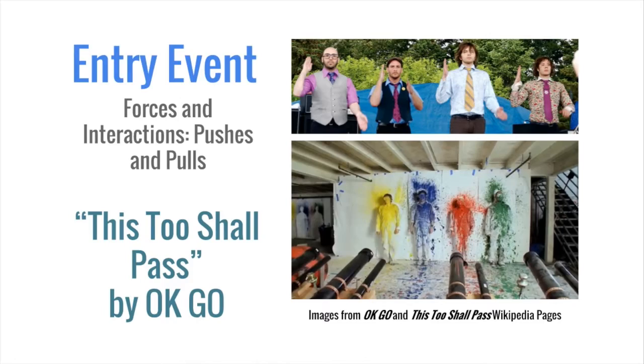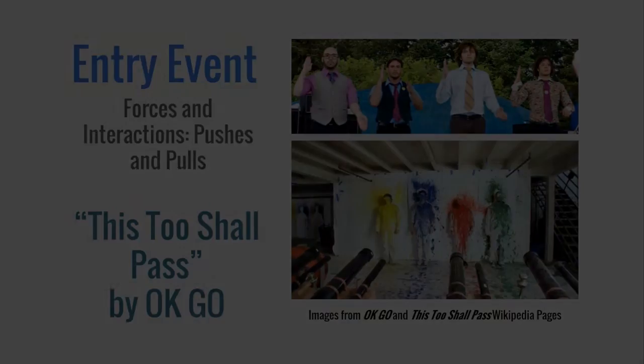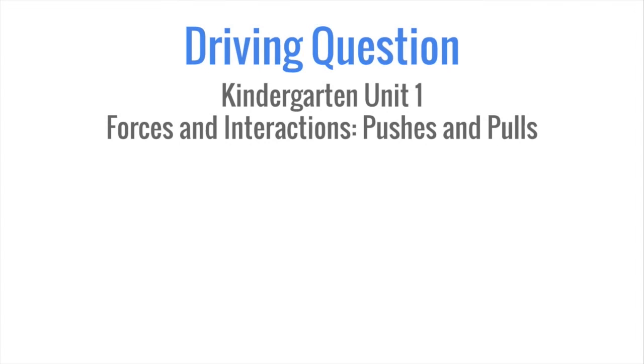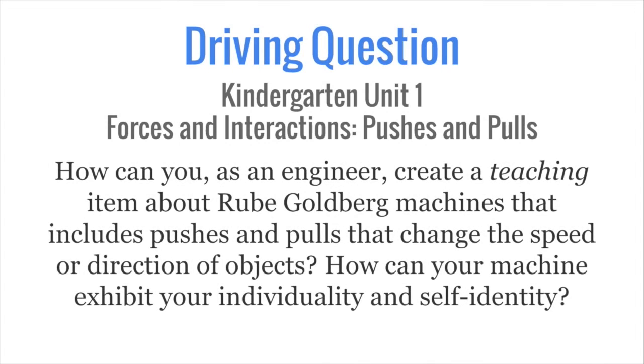The creativity and preciseness of this machine would grab the interest of the students and motivate them to make their own. The driving question for the unit is this: how can you, as an engineer, create a teaching item about Rube Goldberg machines that includes pushes and pulls that changes the speed or direction of objects? How can your machine exhibit your individuality and self-identity? This question sums up the challenge and gives students a sense of purpose.